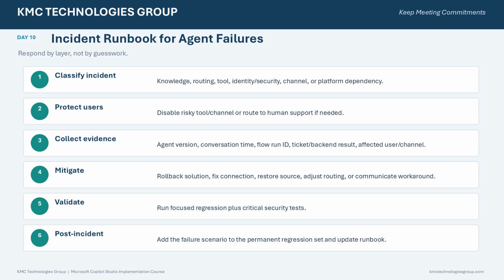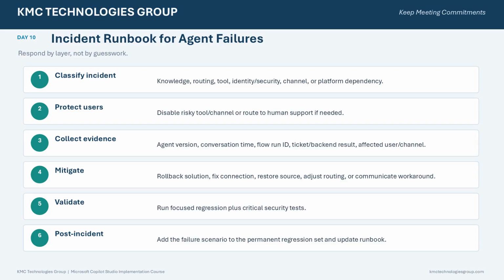Consider a real example. Employees suddenly report that ticket creation is failing. The operations team first confirms that knowledge responses continue to work, narrowing the incident to the transaction layer. Flow run evidence shows an authentication failure against the ticketing connector. The integration owner repairs the connection reference.